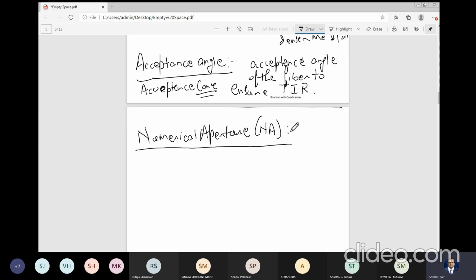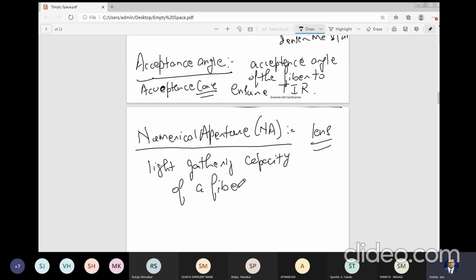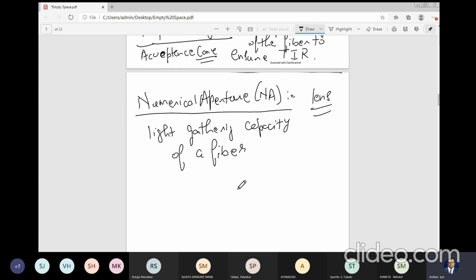They'll ask you to find the value of NA. This is a term which has been taken from the theory of lenses, concave and convex lens. It basically implies the light gathering capacity of a fiber. So how much light can this fiber gather is known through the numerical aperture.